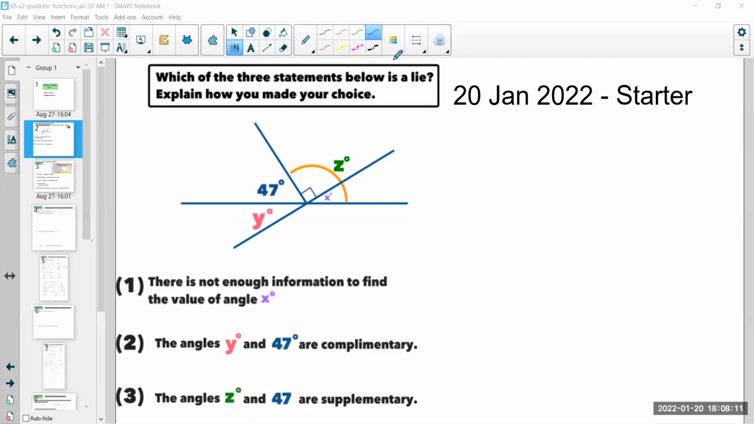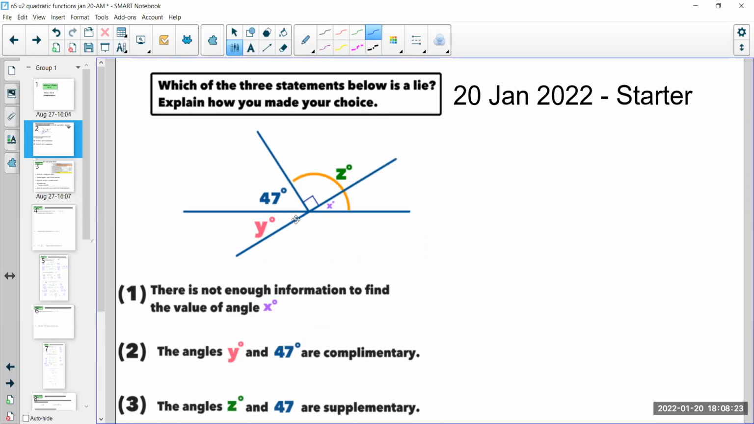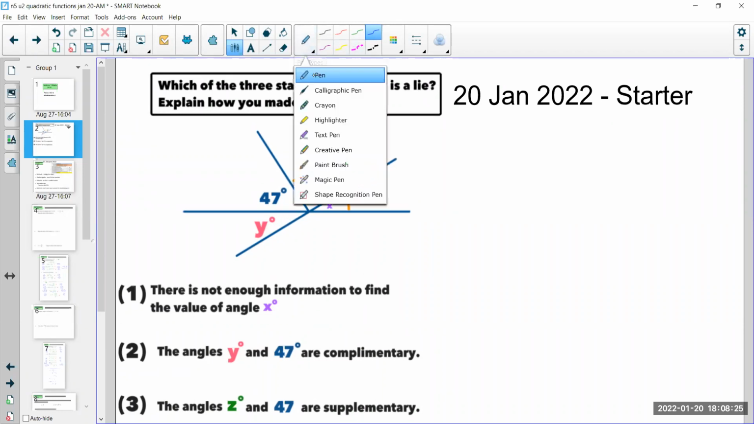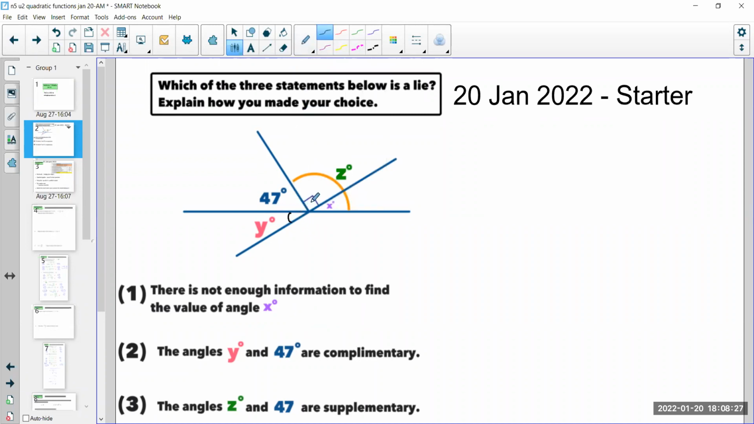Okay, so let's have a look at statement 2. Y and 47 are complementary. So I can see that I've got angle Y here, and I've been told that I've got 90 degrees here, because you've got a straight line, so you definitely got 90 degrees here. So that means Y plus 47 equals 90 degrees. So that statement is true.